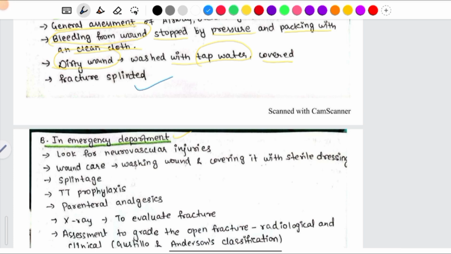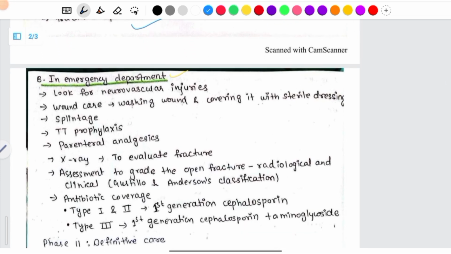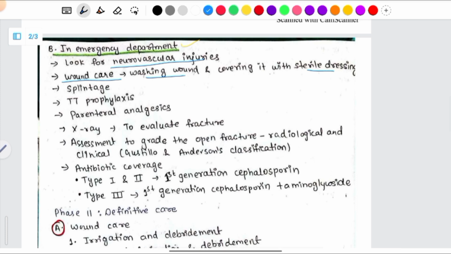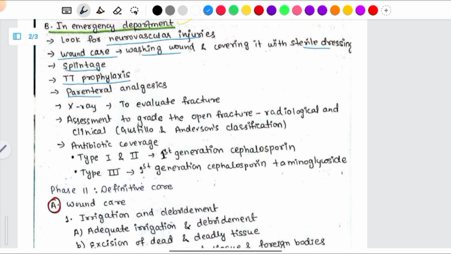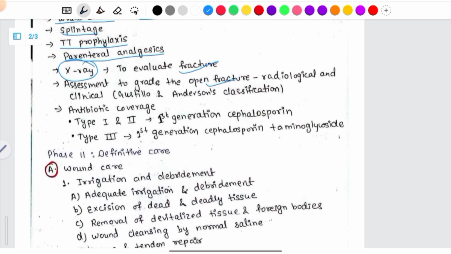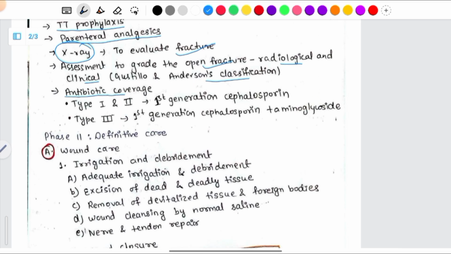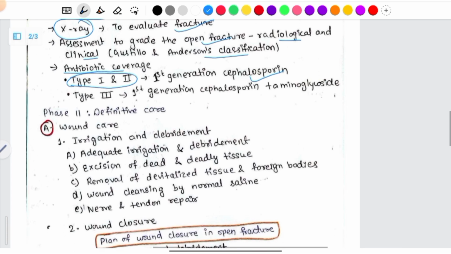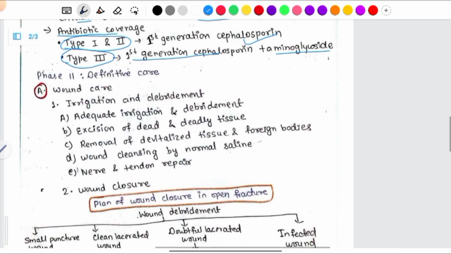The fracture is splinted. In the emergency department, we look for neurovascular injury, and for wound care, the wound is washed and covered with a sterile dressing. Then we splint the fracture, give tetanus toxoid prophylaxis and parenteral analgesics. We do an X-ray to evaluate the fracture and grade the open fracture, radiological and clinical, by the Gustilo and Anderson classification. Then we give antibiotics. If the fracture is type 1 or 2, a first generation cephalosporin is given, and if it is type 3, a first generation cephalosporin plus an aminoglycoside is given.